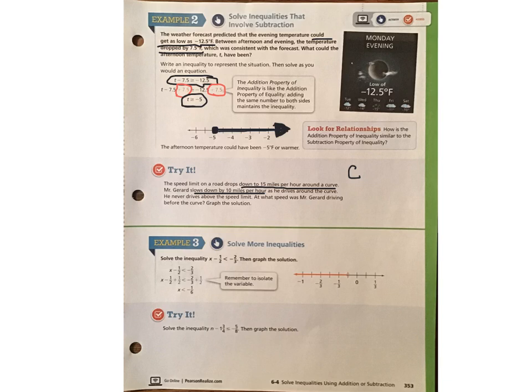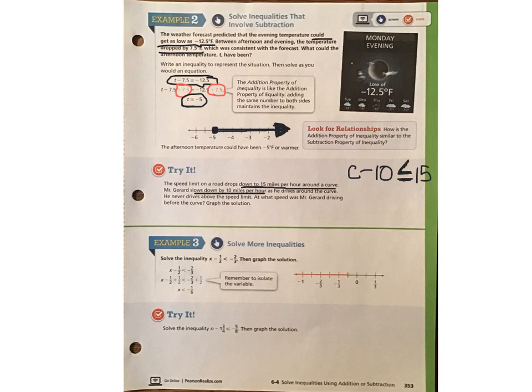It says he slows down by 10 miles an hour. So whatever speed he was going, we're going to take away 10 miles an hour from that. And it said he drops down to going no more than the speed limit. So his speed here has to be less than or equal to the speed limit. The problem tells us that he is not a speeder. He never drives above the speed limit. And if the speed limit is 15, then that means he's either at 15 miles an hour, that's the equal to part, or he's less than that.